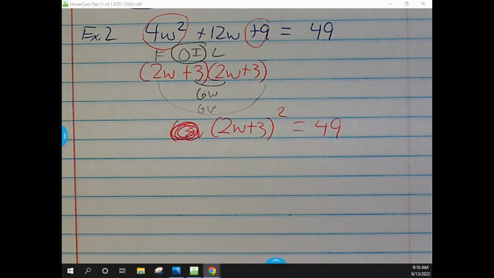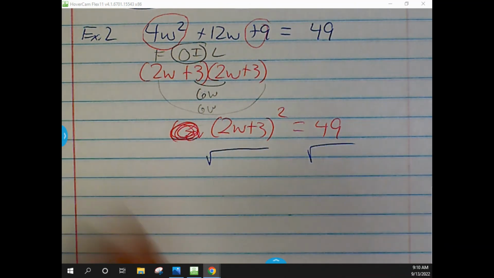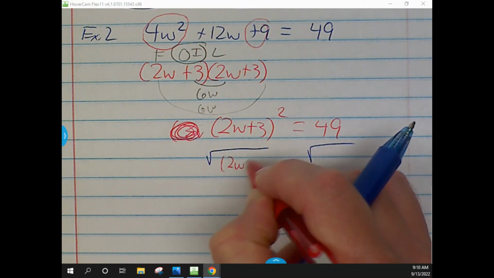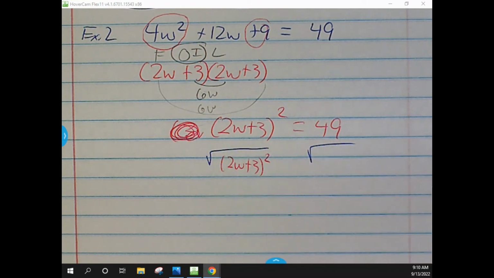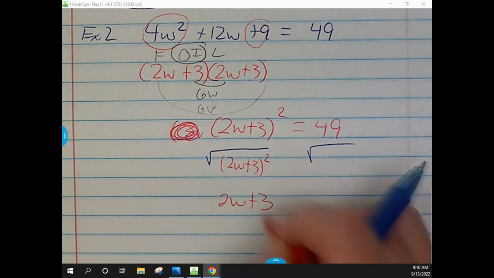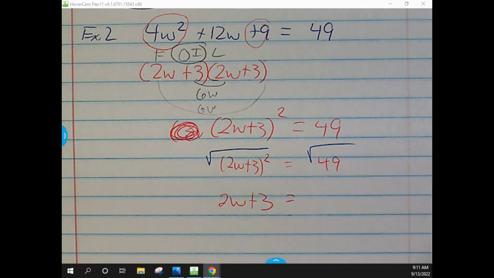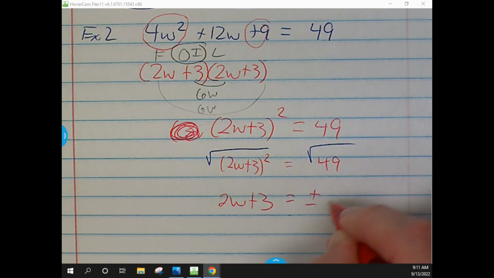We don't have to do the whole big AC method of doing 160 and going through all the factors of 160 till we find the pair that would come out to be 12. Now we can just take the square root of both sides. Because if we square root this thing squared, that's just going to knock out the square and leave you 2w plus 3. And if we square root 49, we're going to get positive and negative 7.